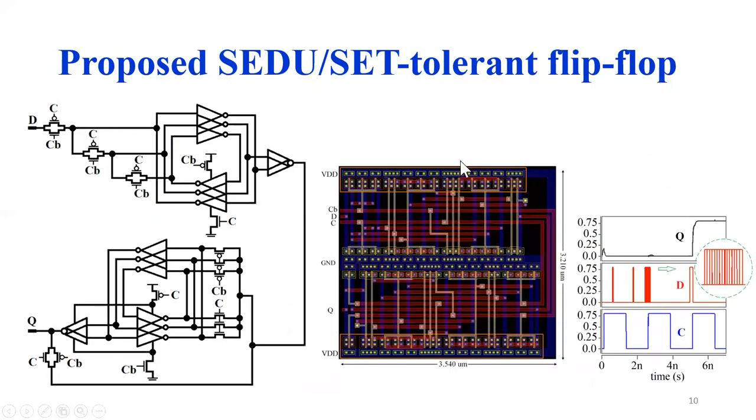Based on the two SEDU immune latch designs that we introduced in the previous slides, we proposed a new D flip-flop that is not only SEDU immune but also capable of filtering out SETs. Since the circuit is based on the proposed SEDU latch design, this flip-flop is SEDU immune, and also the master latch in this design is the SET filter circuit that we proposed a few slides earlier. So this flip-flop is SEDU and SET tolerant.